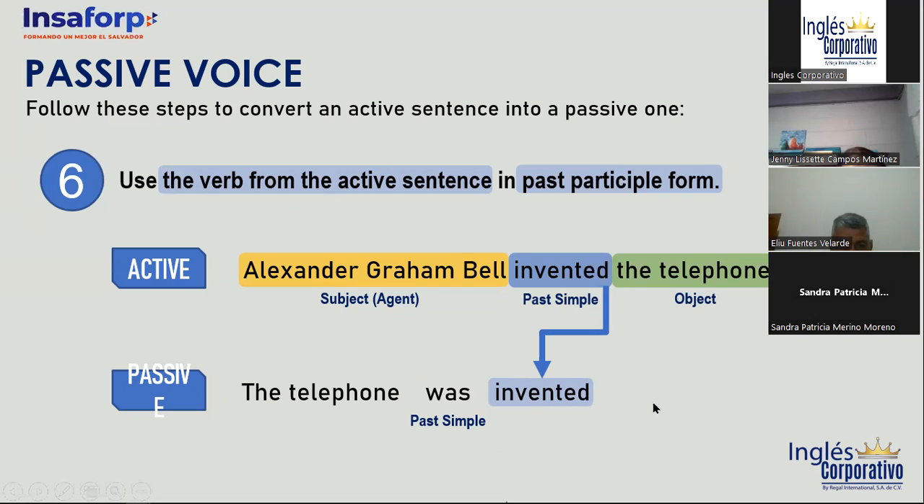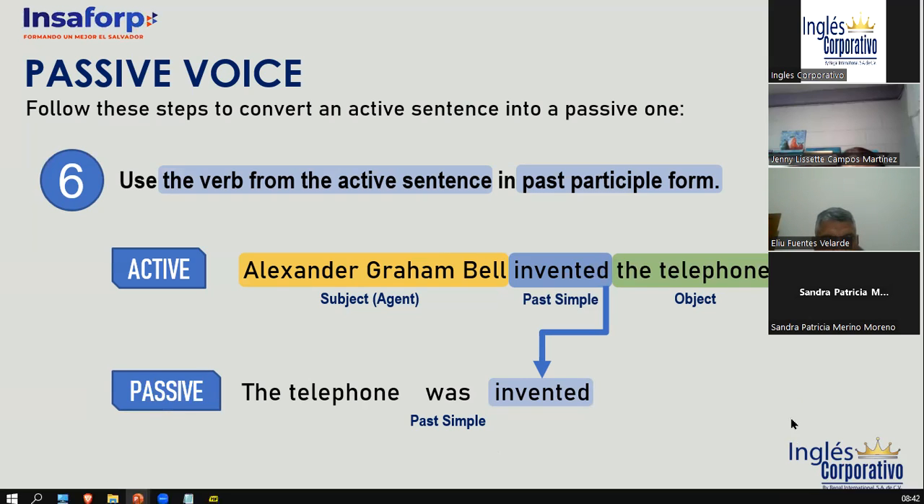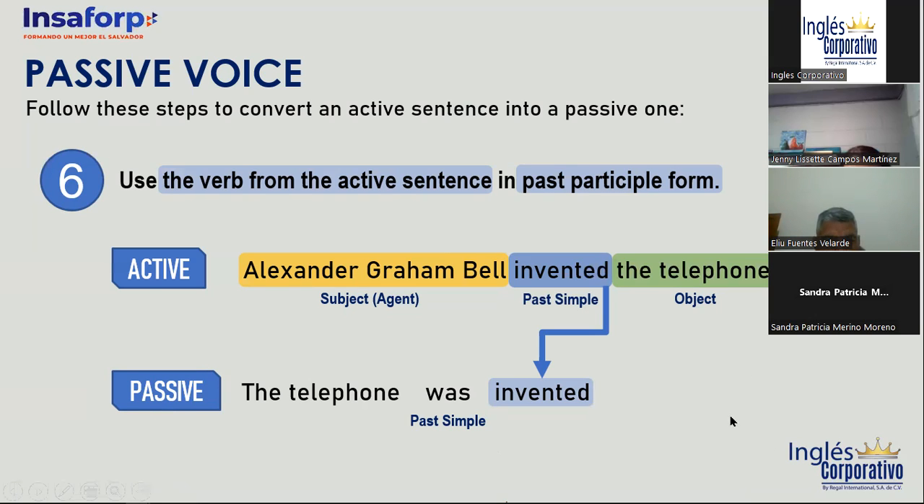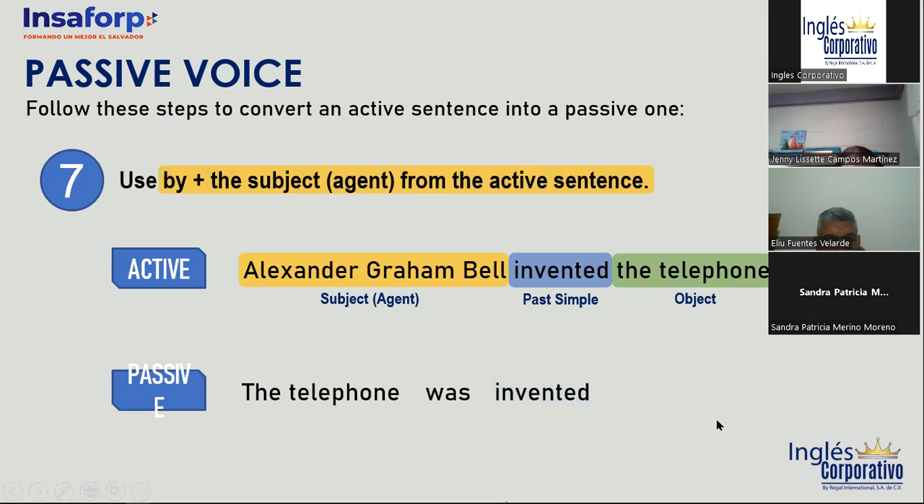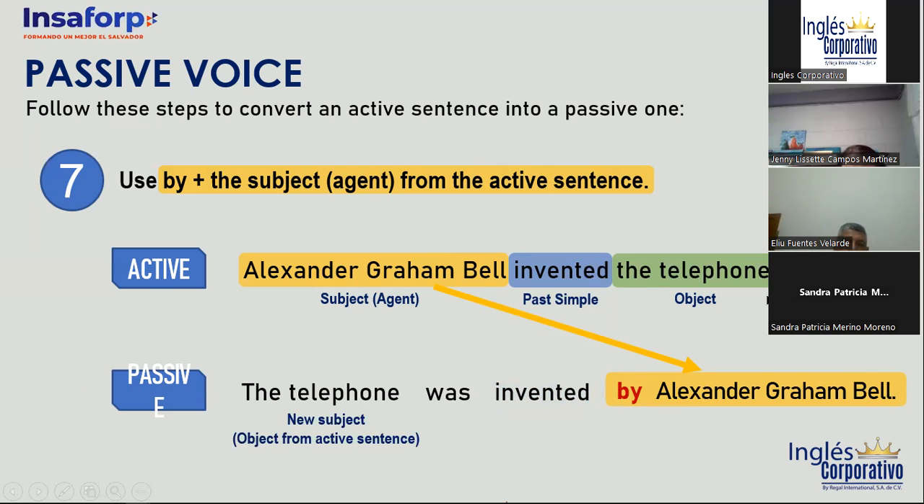Solamente puedo poner el agente si usted quiere, no hay problema, right? But no va a ser gran diferencia porque solo hay una persona que inventó el teléfono. Most likely people will know that it's Alexander Graham Bell. Entonces, ahí tenemos, ¿verdad? The telephone was invented. Ahora, sí podemos agregar el subject, ¿verdad? The telephone was invented by Alexander Graham Bell. Aquí está the new subject, que es el objeto de la oración. Object, pronoun, active sentence, then verb be, past participle, and we got our sentence in just 7 simple steps, okay?